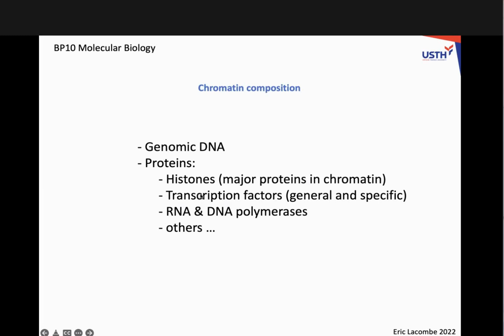We also have other proteins that are specifically associated with genomic DNA, which are transcription factors. We will talk about all the transcription factors Thursday and Friday. We have general transcription factors and specific transcription factors. Then we have all other protein components, so RNA and DNA polymerase, and plenty of other factors. So chromatin refers to genomic DNA plus different proteins that are always associated with DNA.